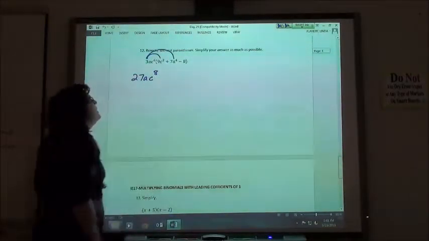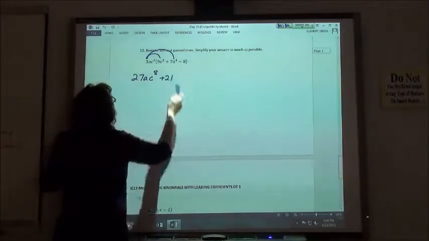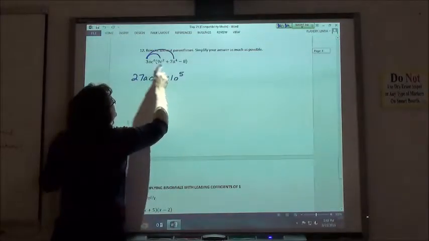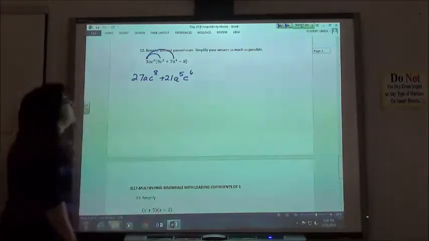3ac to the 6th times 7a to the 4th. 3 times 7 is a positive 21. A times a to the 4th is a to the 5th. C to the 6th with no extra c's, still c to the 6th. My a sort of looked like an a.